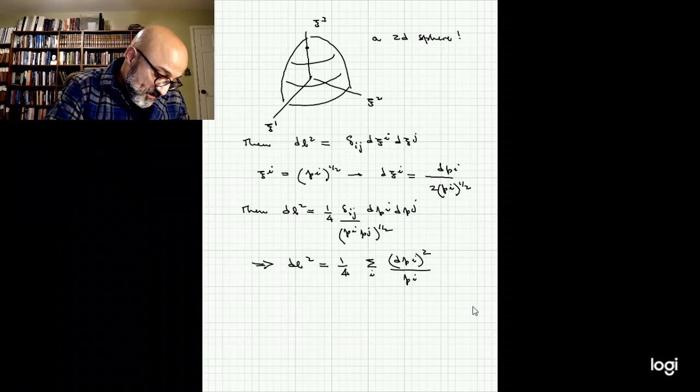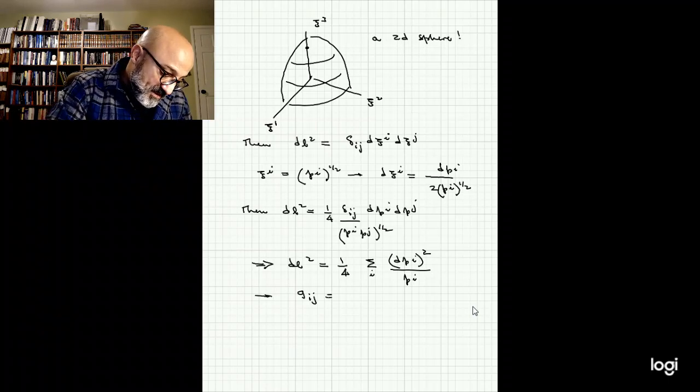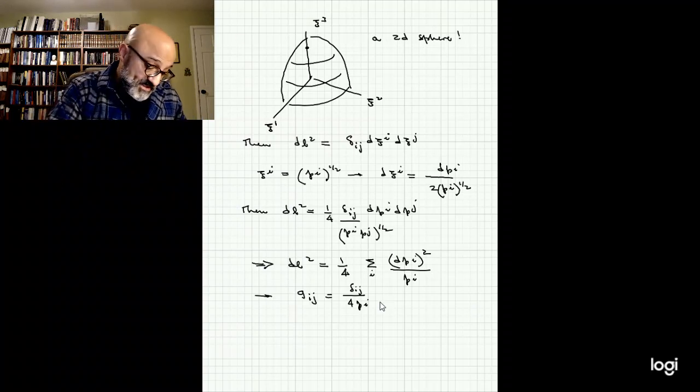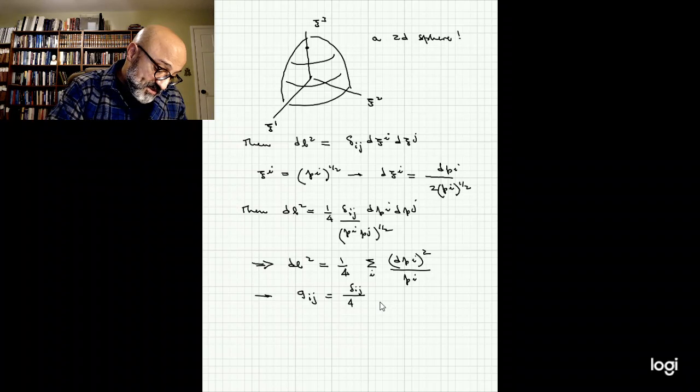Very good. So the metric tensor in these coordinates is going to be 4 pi, and then there is something, a Kronecker delta, that tells you that you only have terms on the diagonal.